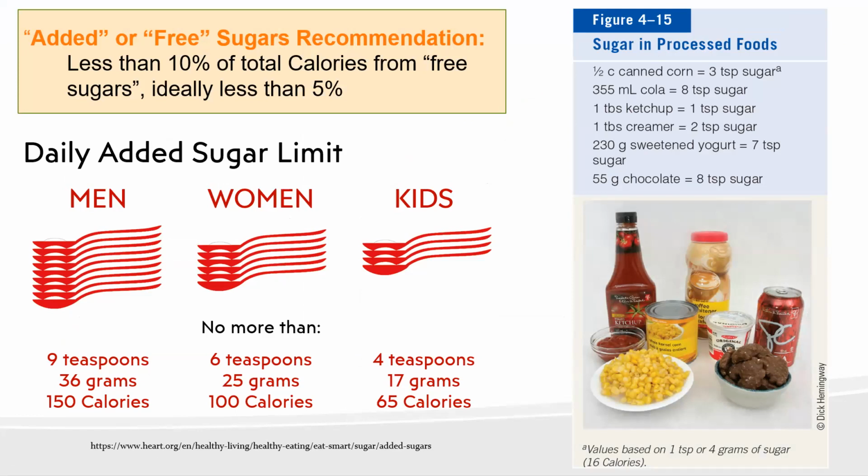I thought I had the conversion here somewhere. Let me see here. I do have the conversion. 1 teaspoon is actually 4.2 grams. So I knew I had that here somewhere. Anyway, you can do the conversion. And to give you an idea, women, they recommend about 6 teaspoons. And so that's 25 grams.